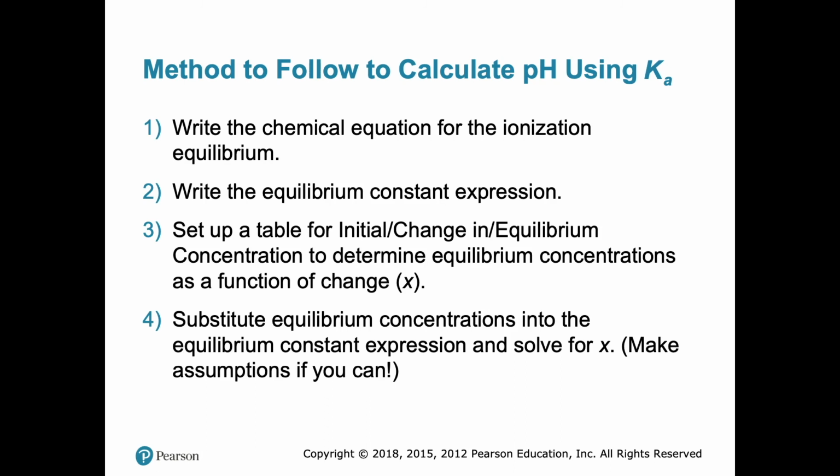The second to do is write the equilibrium constant expression, right? Which is the products over the reactants. Ka equals the products over the reactants, or you could say Ka equals the conjugate base times the conjugate acid divided by the original acid, right? And then set up your ice table, and then do the substitution and solve for x. That's how you're going to do this, okay?